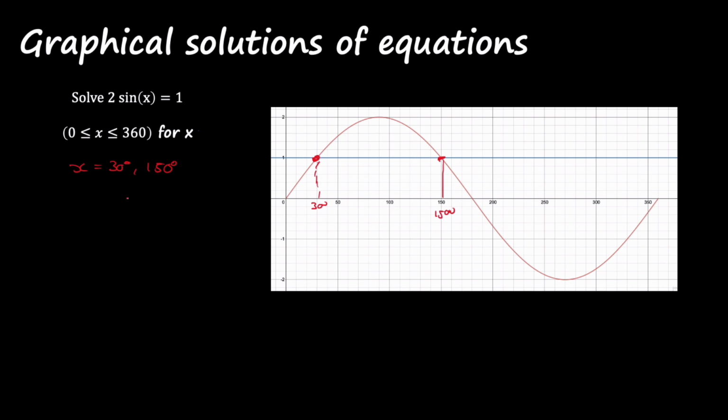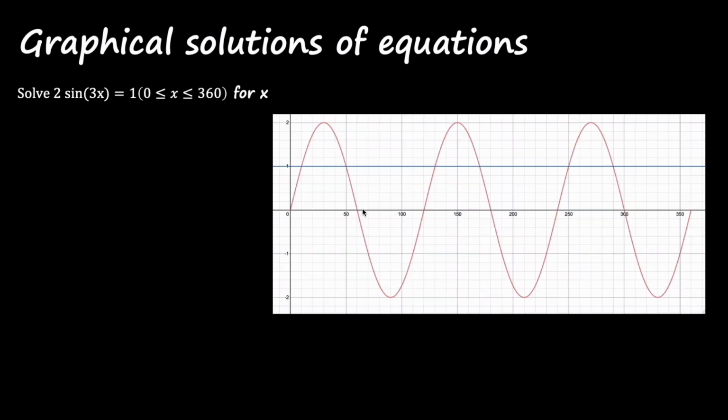So it's really quite simple, but understanding this will make the other equations, when you don't have the graph, a lot easier to understand, because you can see here there's multiple solutions for one answer. Right, so going on, what about this one here? Solve 2 sine 3x is equal to 1.